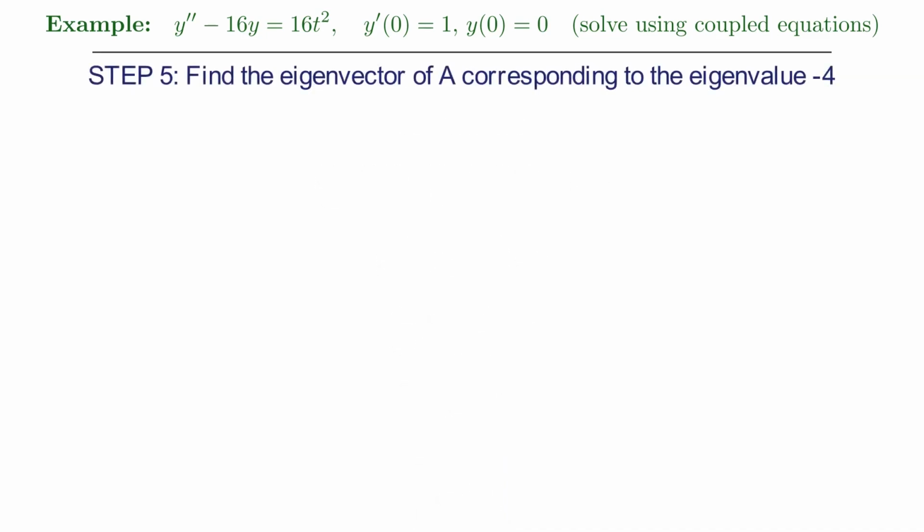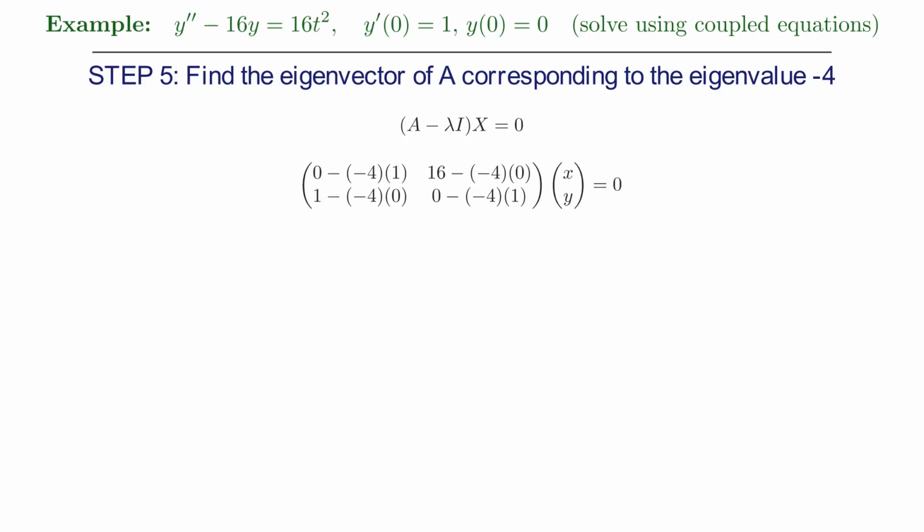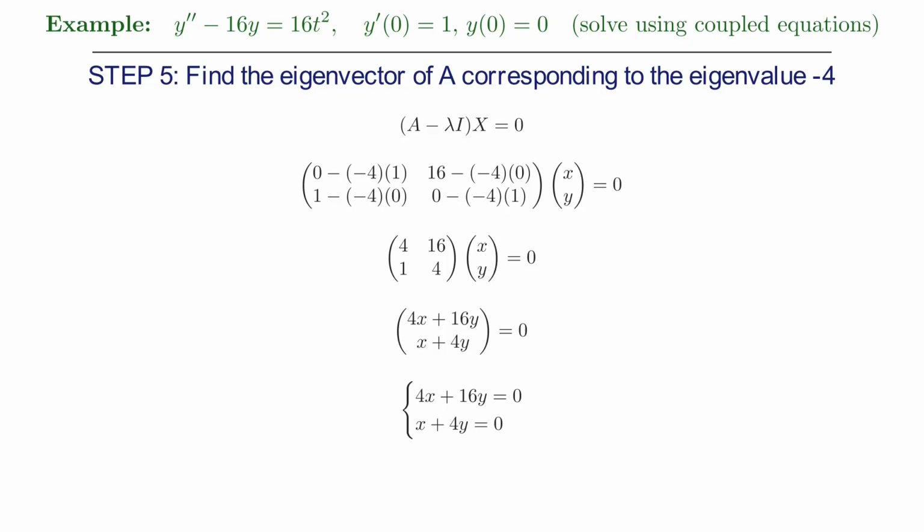And now we do the same to find the eigenvector of A corresponding to the eigenvalue of -4. Starting with that same equation, (A - λI)x = 0, but this time taking λ equal to -4. Simplifying A - λI, we get [4, 16; 1, 4]. And then performing the matrix multiplication, we get 4x + 16y and x + 4y, and these are equal to 0. So we've got a pair of simultaneous equations, 4x + 16y = 0, and x + 4y = 0.